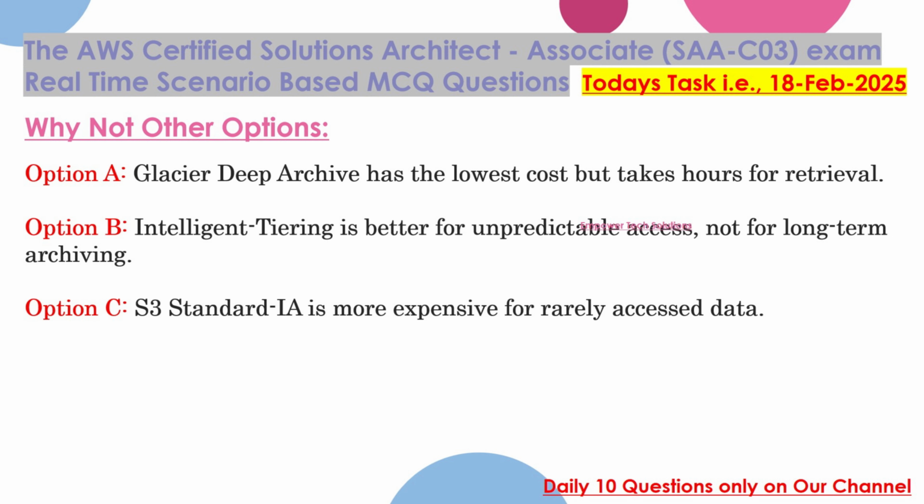Why not other options? Option A. Glacier Deep Archive has the lowest cost but takes hours for retrieval. Option B. Intelligent-Tiering is better for unpredictable access, not for long-term archiving. Option C. S3 Standard-IA is more expensive for rarely accessed data.